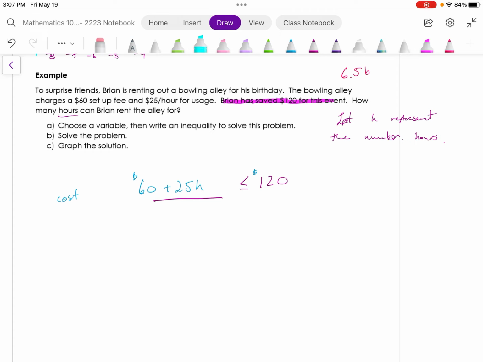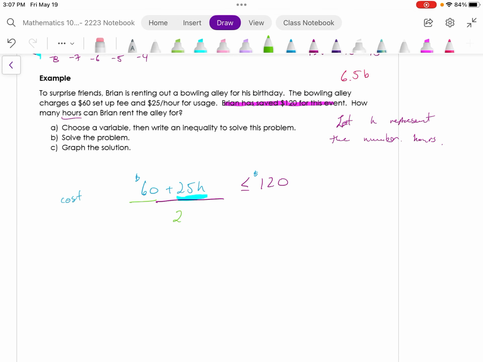I notice that this might be a two-step inequality problem. I'm going to isolate H on the left-hand side. The first thing I'm going to do is subtract 60 from both sides. 60 minus 60 is 0. So on the right-hand side, I have 25H is less than or equal to 120 minus 60, which is 60.